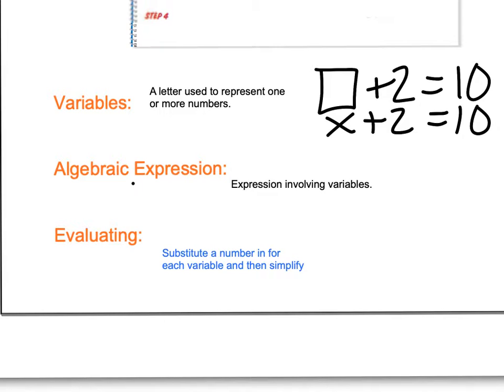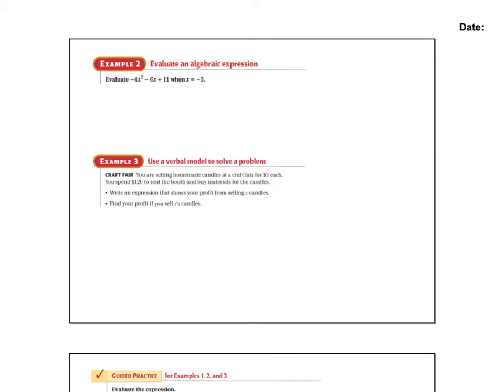Sorry, and that moves down then. I hope I spelled it right. Substitute a number in for each variable and then simplify. There it is. Here's an example where they ask you to evaluate this expression, and all you would do there then is wherever it says x is a -3, you would substitute that in. So please show your work and rewrite it with the substitution step in there.